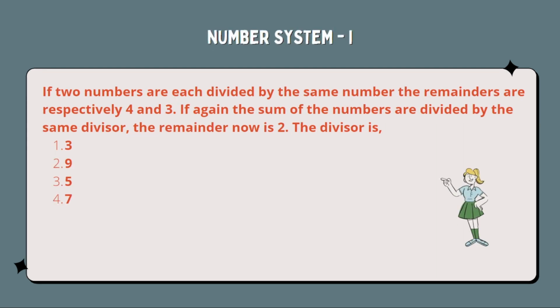Based on this, yesterday I asked this question and I think somebody explained it in the comment section as well. See, if two numbers are each divided by the same number, the remainders are respectively 4 and 3. If again the sum of the numbers is divided by the same divisor, the remainder now is 2. What is the divisor? Just add 4 plus 3, that will give you 7. Now choose any number among 3, 9, 5 and 7 that will give a remainder of 2 when we divide it by 7. It's 5. I think now you understand it.